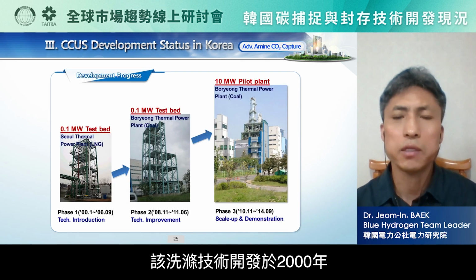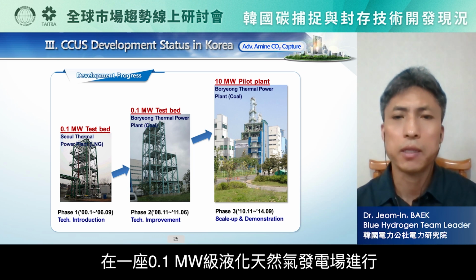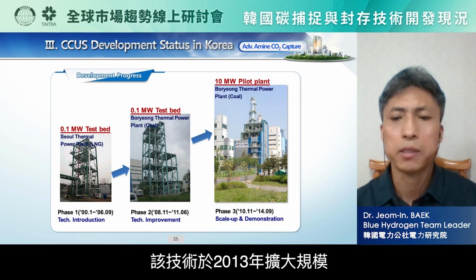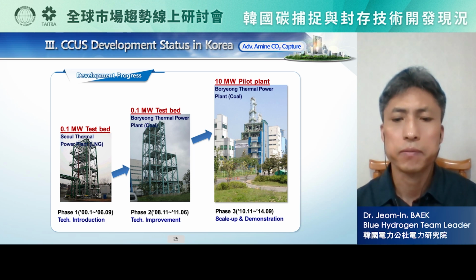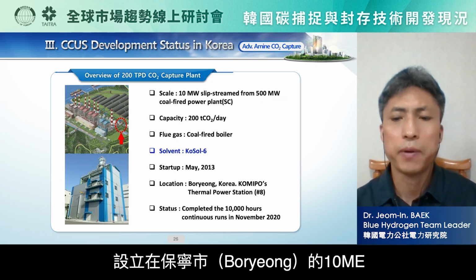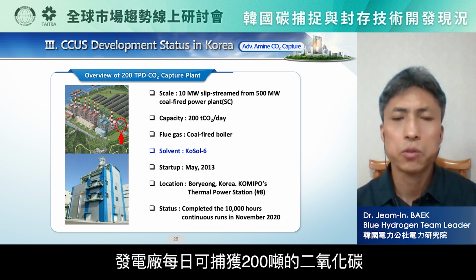Scrubbing technology development was started in year 2000 at LNG power plant in a scale of 0.1 MW. It was scaled up to 10 MW at coal power plant in 2013. The 10 MW pilot plant erected in Boryong coal-fired power plant can capture 200 tons CO2 a day.